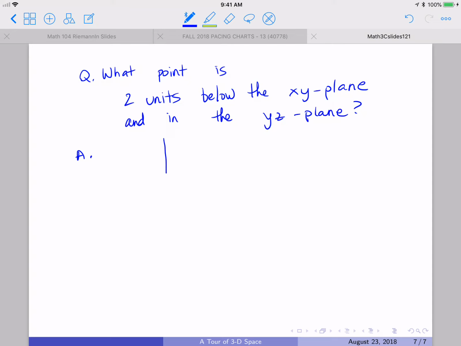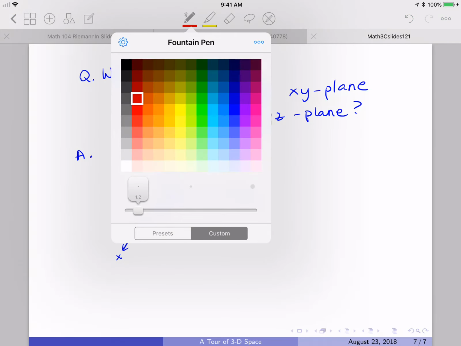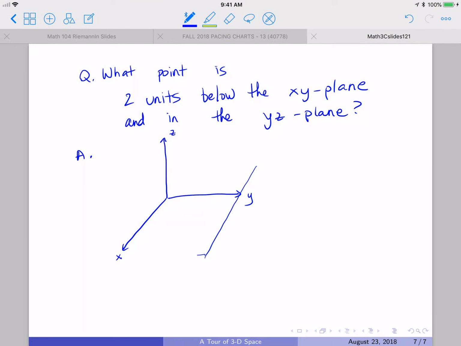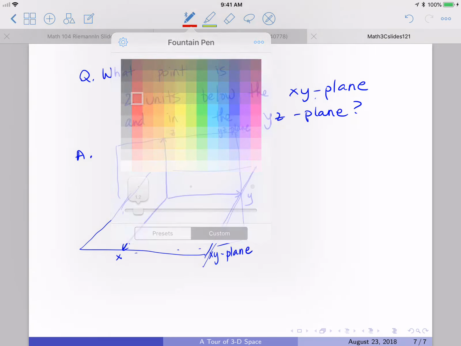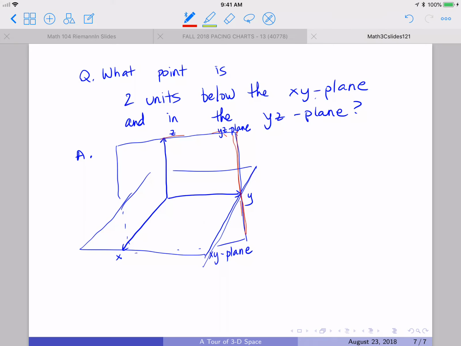Okay, so let's think about this. So to start off, I'm going to sketch. Okay, so now we know the xy plane is this here, right? That's the xy plane. And the yz plane, this is our yz plane. Okay, so I want 2 units below the xy plane. So this is the xy plane, so I have to drop down 2 units. But I also want to be within the yz plane. So within this yz plane, which is like this, I need to be 2 units below.